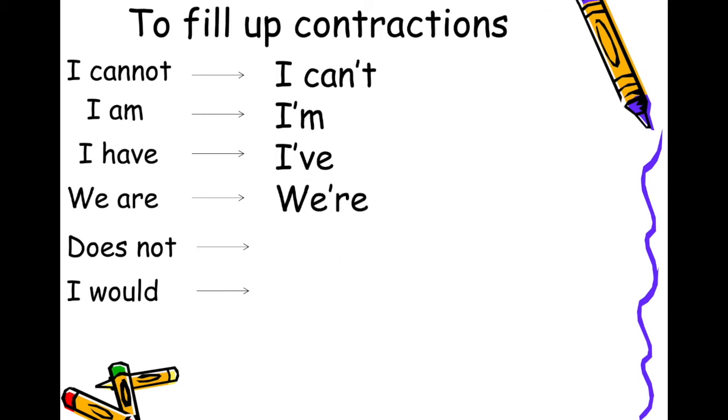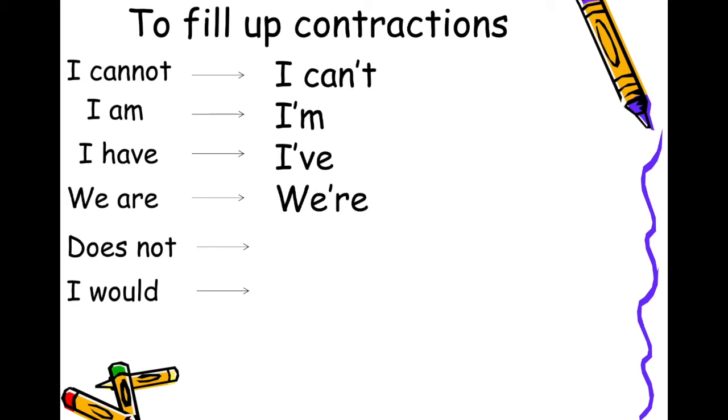That's correct. It would change to "we're trying really hard in maths." And we're taking away the A, which is a vowel sound, and replacing it with an apostrophe to bring those two words together.